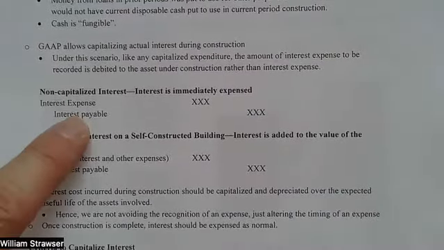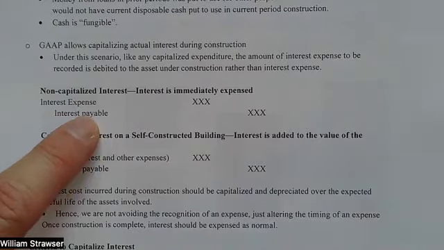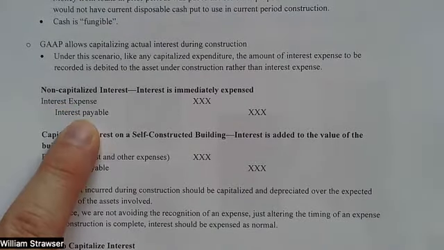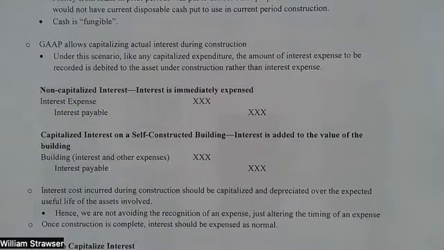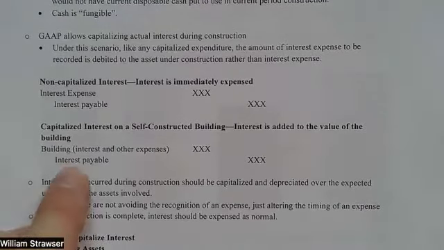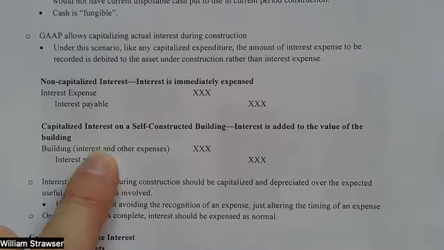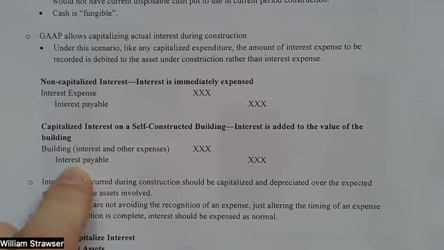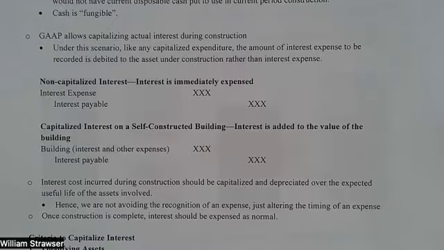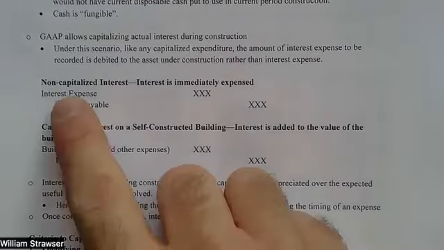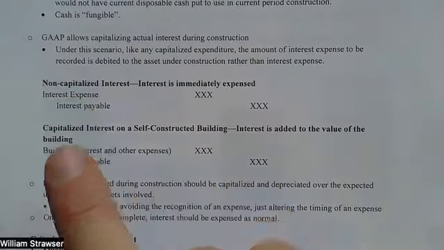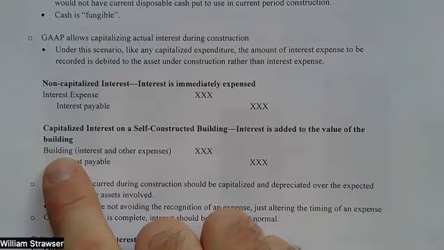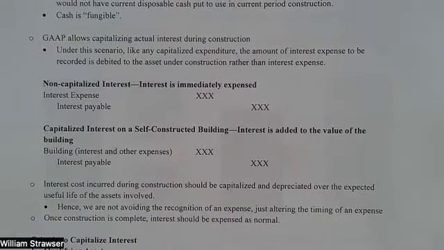So non-capitalized interest, right? We've seen this before with adjusting entries: debit interest expense, credit interest payable, the usual thing. Now, if we are capitalizing interest, then we would debit the building, right, for the interest instead of interest expense. The credit still goes to interest payable. That's still what we owe. We still owe money for interest. It's just that rather than classifying it as an expense on the income statement, we're putting it into an asset account for the time being.